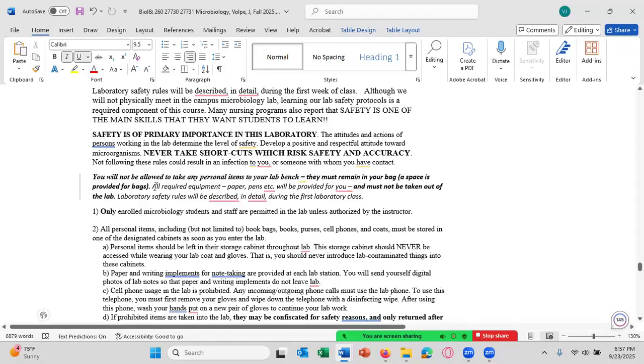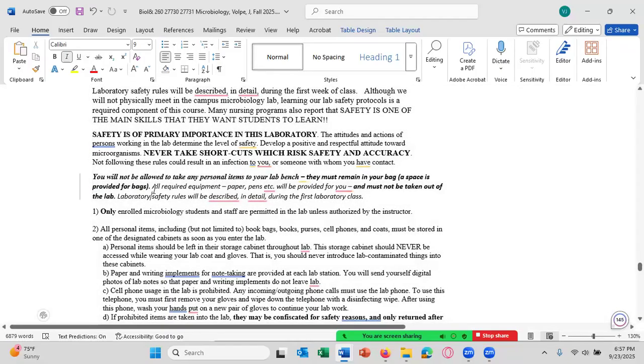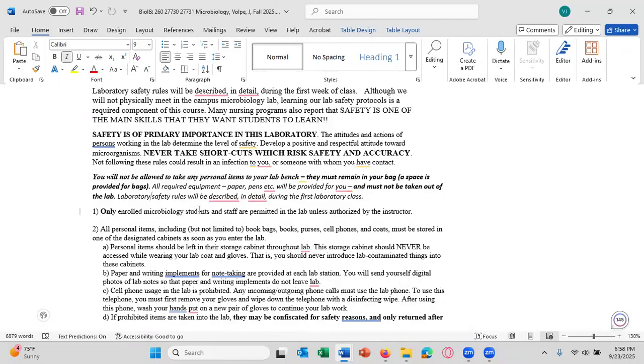You cannot take things into your lab bench into the lab proper. They must remain in your bag in a space provided for bags and coats and books and whatnot. We call it the cubby holes. And that region is not considered in the lab, that is external to the lab, where your books and the bags are kept. All required equipment, paper, pencils, will be provided for you. They are already in the lab. You have a drawer, and that'll have paper and pencils and other writing utensils in it. And those should stay in the lab and never leave the lab.